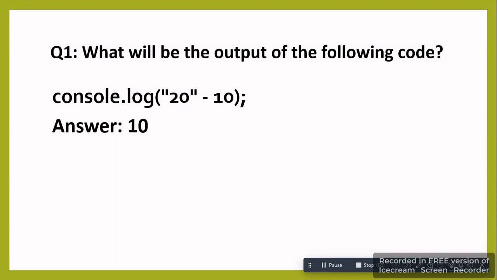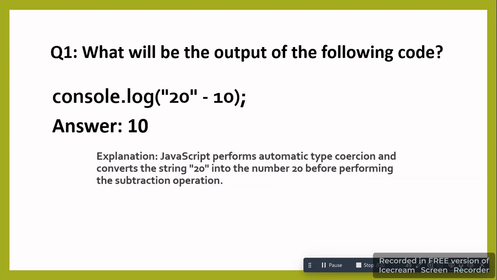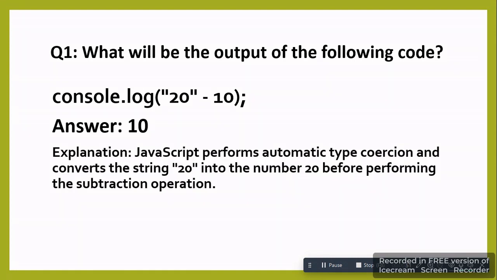Okay, so whenever JavaScript encounters any subtraction operator between a string and a number, it tries to convert the string into a number, and this is called type conversion, which converts the string into a number. Here the string is 20, it will convert into a number 20, and after that it performs the subtraction. The result will be 10. Okay, so this is the explanation, and this is the question about type conversion in JavaScript. Okay, now let's move on to the next question.